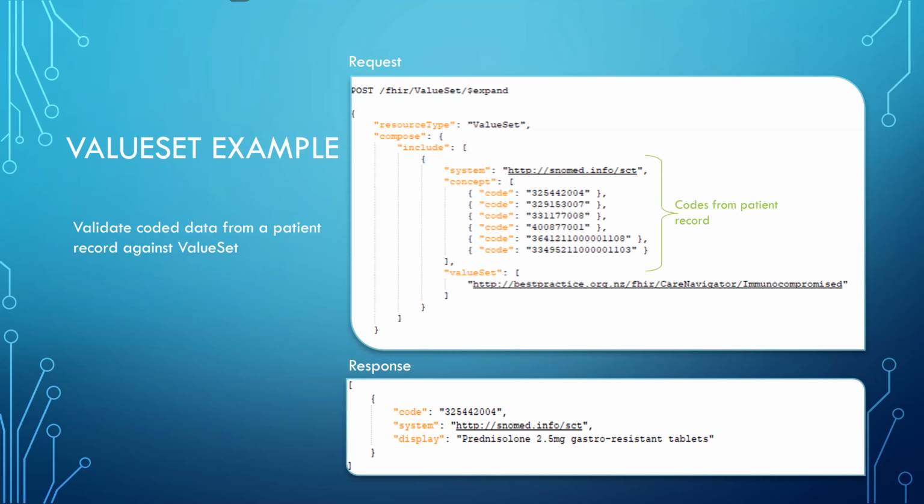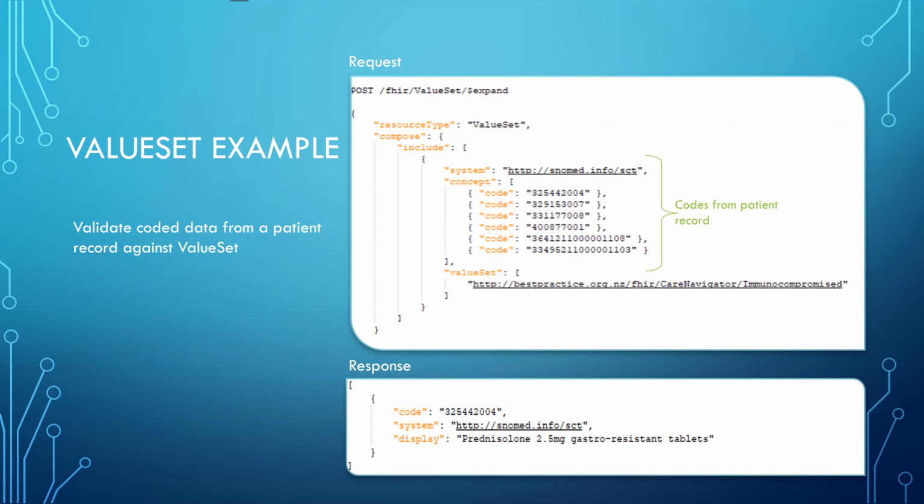And finally, just a quick example of how we're calling our terminology server to do the expansion of the value sets. In this case, we've got some coded data in the patient record. We need to validate which of those codes are actually within the value set that is defined. You can see there's a series of codes that have come from the patient record, and there's also a value set that's been defined and stored in our terminology service.